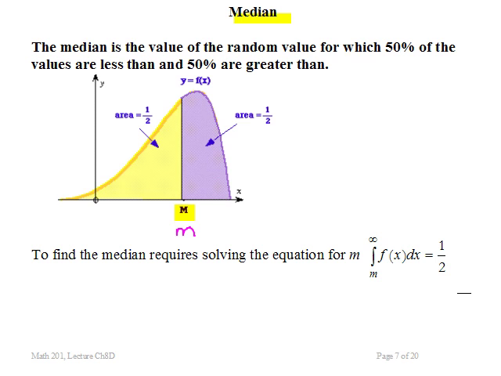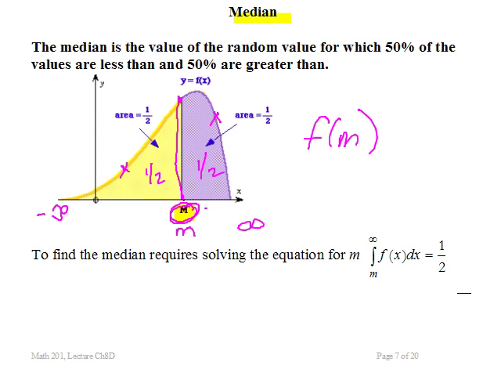It is the value of x such that the probability, that is the area under the curve f of x, from wherever this is starting, for example in this case minus infinity, to m, is 1/2. The integral from m to infinity is also 1/2. In other words, there's a 50% chance that any value is less than this, and a 50% chance that it is greater than this value associated with m. So 50% of the values are less than, 50% are greater than.